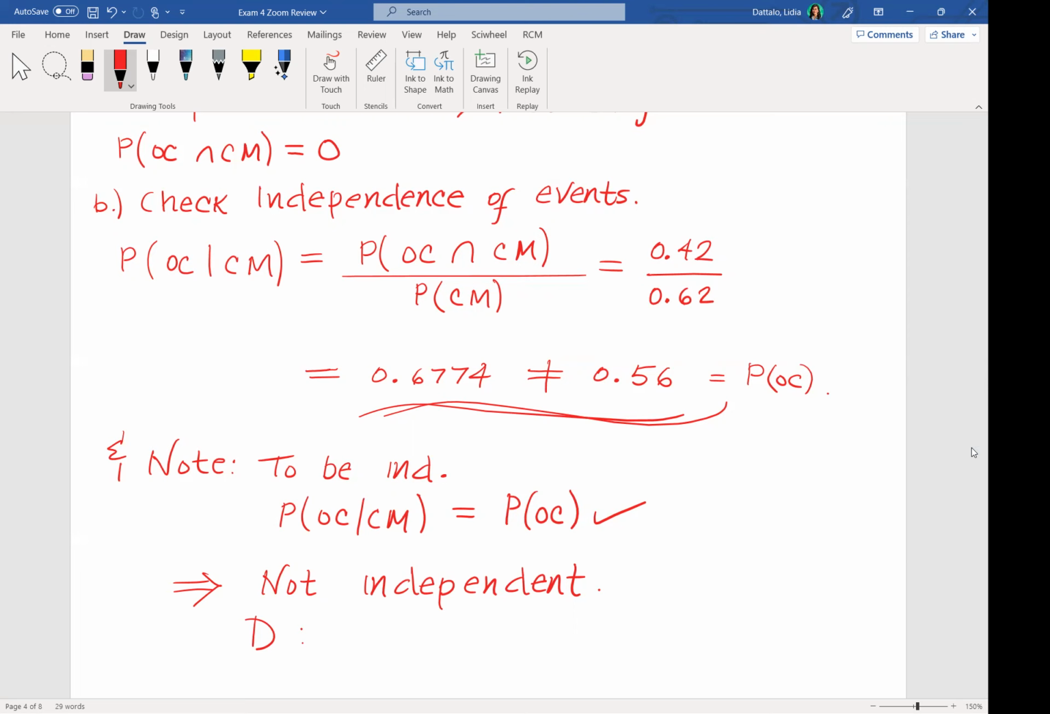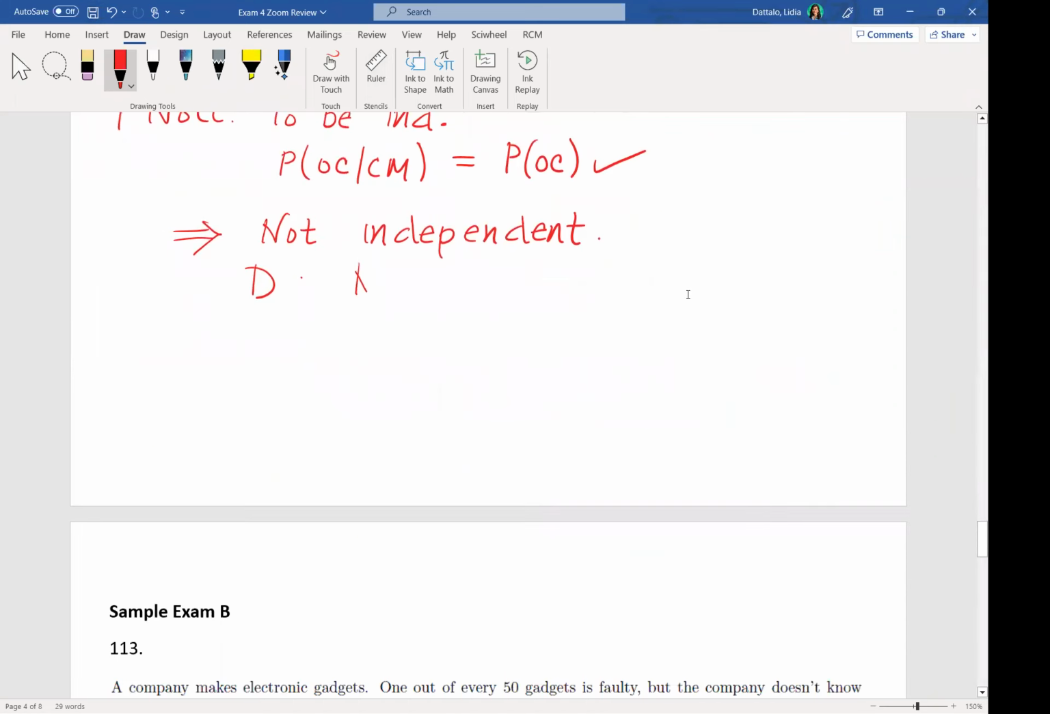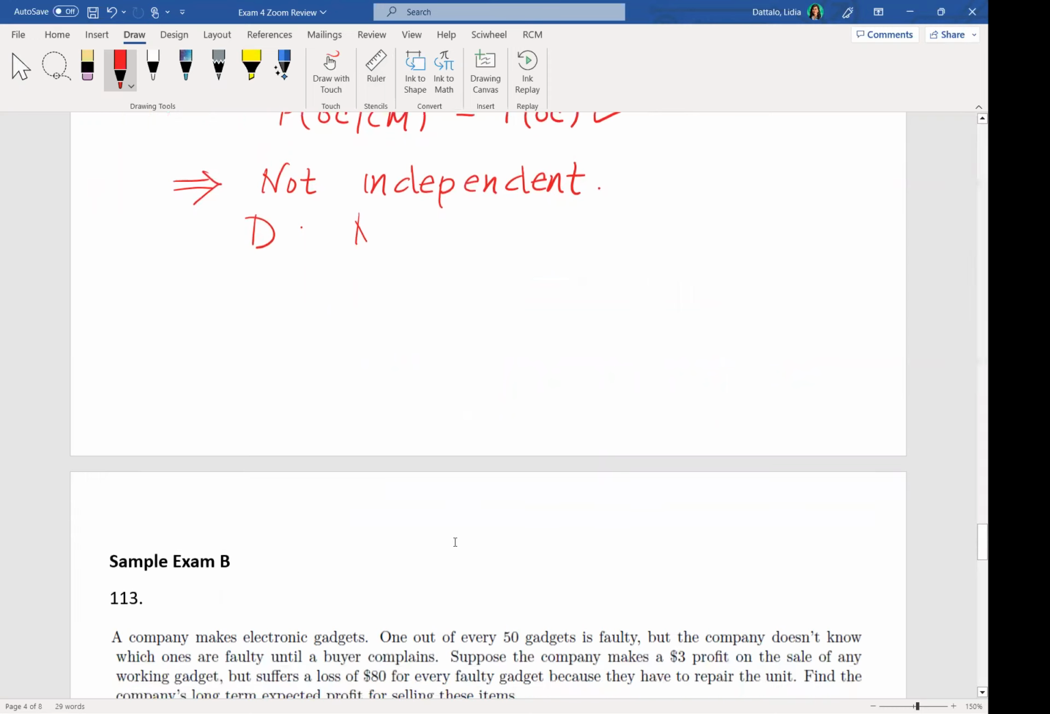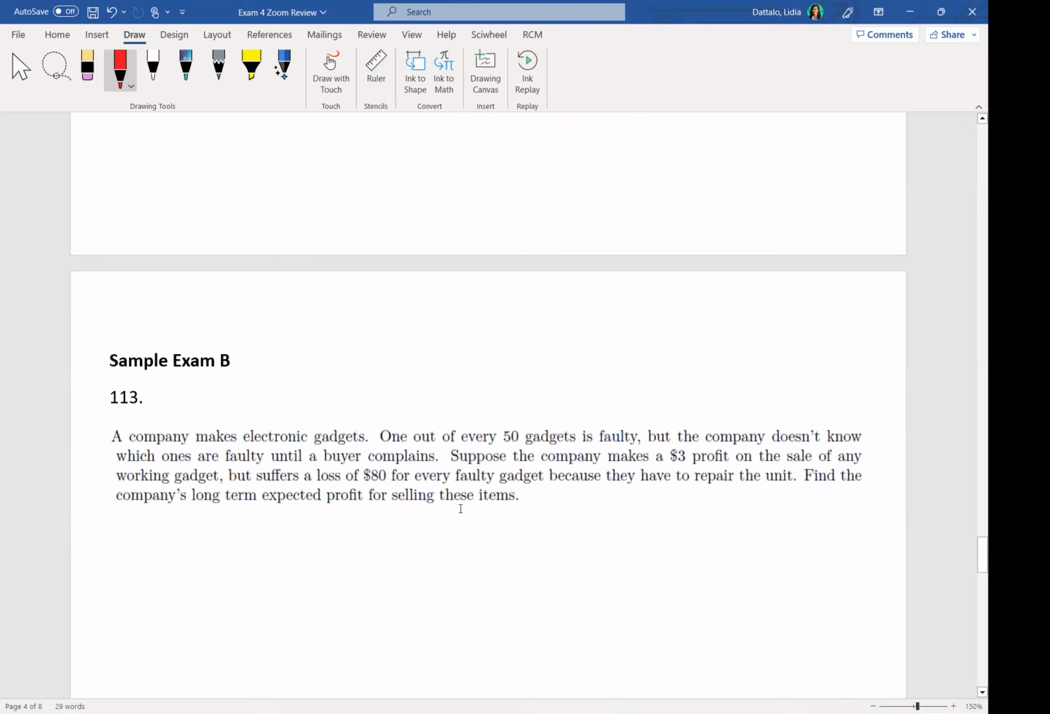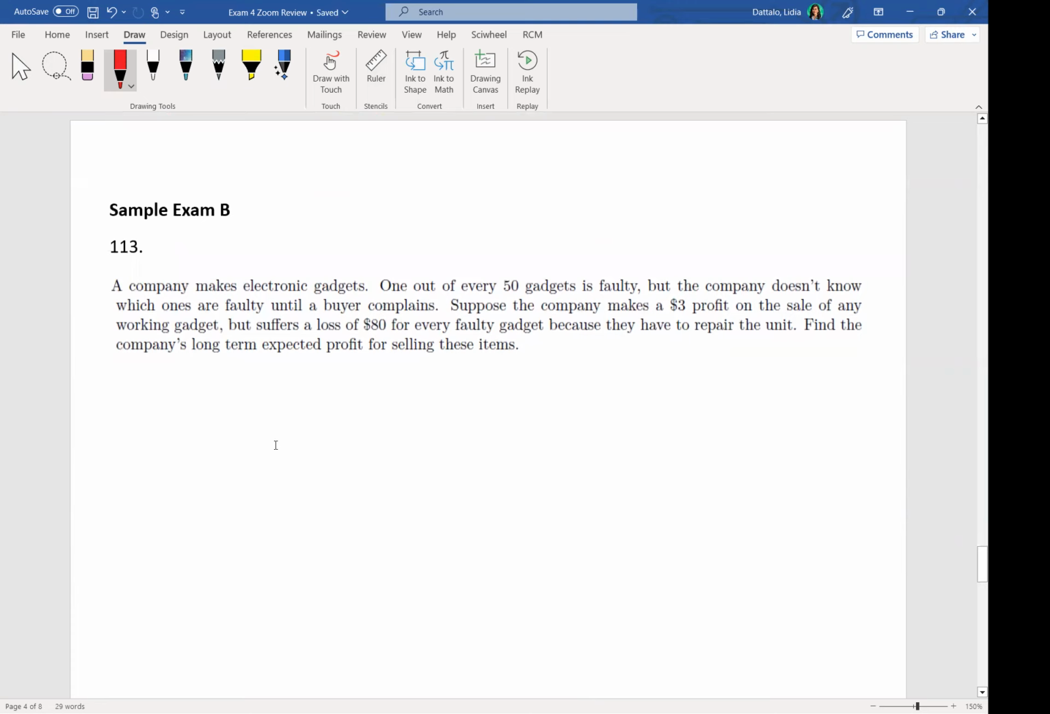Okay, so there it is. That's that one. Okay. All right. Now let's do another one here. Now we're on sample exam B. I'm going to do this problem and probably a couple more. All right. So this is number 113 on sample exam B. Let's read through this.